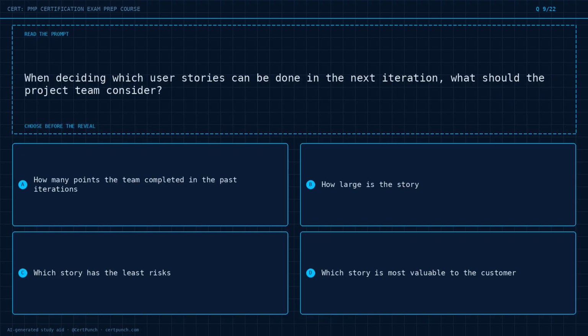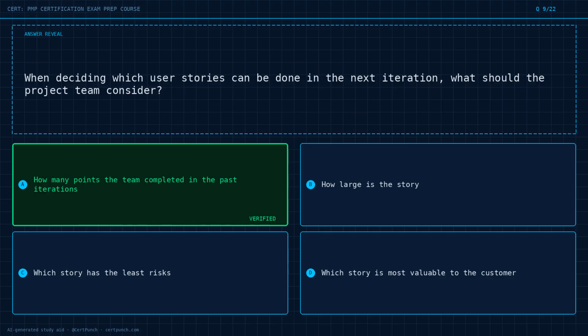Question 9 of 22. When deciding which user stories can be done in the next iteration, what should the project team consider? Option A, how many points the team completed in the past iterations. Option B, how large is the story? Option C, which story has the least risks? Option D, which story is most valuable to the customer? Choose the best answer before the reveal. Commit to it now.